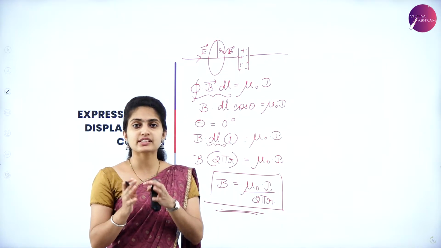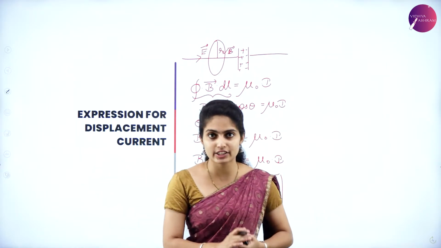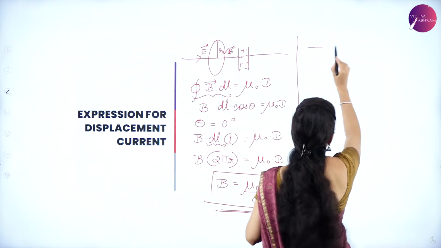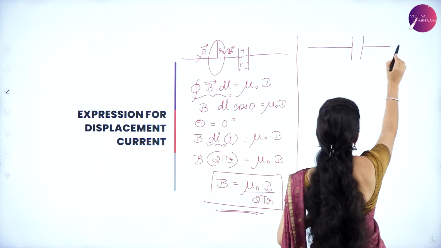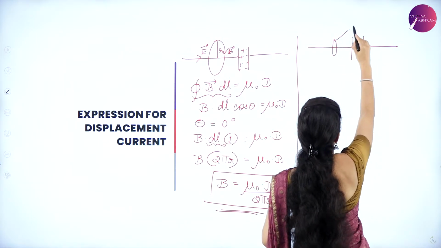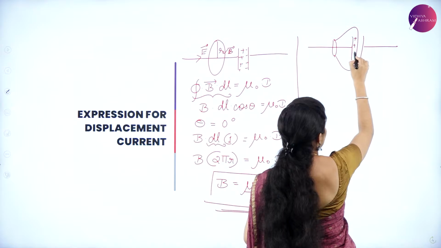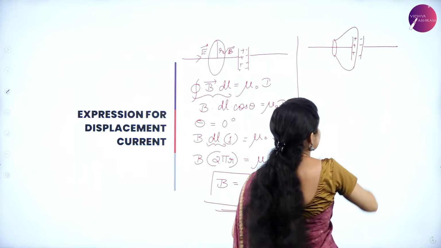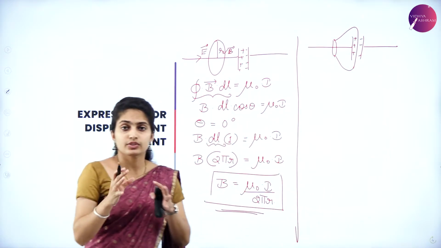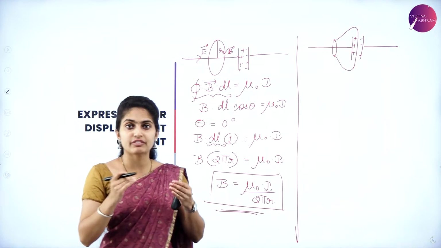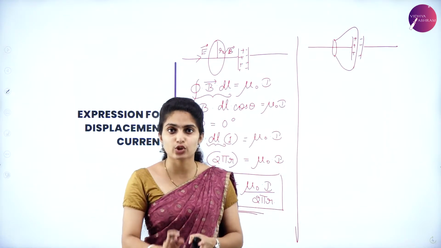Suppose you change that circular loop into a pot-like structure, an open pot-like structure. We have a capacitor connected and it is like an open pot-like structure which lies in between the capacitor plates, so that the current within that pot-like structure, when we consider, it is 0.